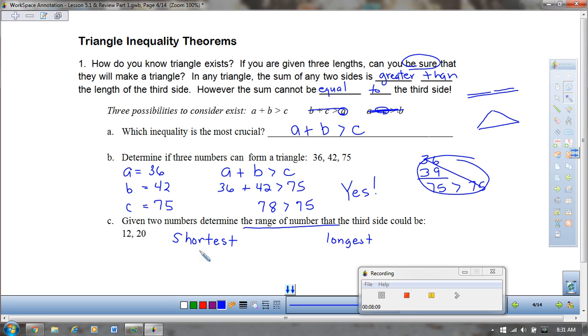So to find the shortest, you look at the difference of the two. 12 taken from 20 gives us 8. So the length has to be greater than 8, and the longest, we sum them together, 20 plus 12 is 32, and so we know that for them to make a triangle, the segment has to be less than 32. So writing it in notation, given two segments of 12 and 20, the third side would have to be greater than 8 and less than 32 for this to make a triangle.